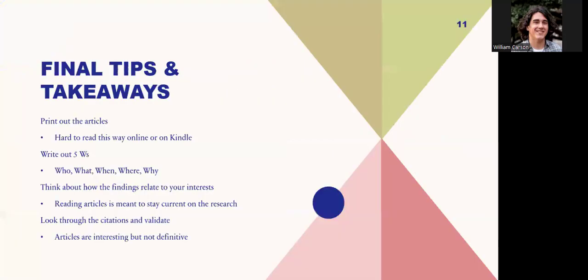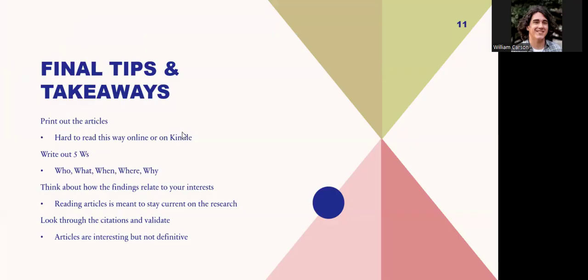And so these are my final tips and takeaways. You want to print out the articles. Personally, I read articles a lot on my Kindle Scribe. It is kind of hard to go back and forth on it, but it is possible and I don't mind it. It's much easier when you're just learning how to do this to start off by printing off the articles. But if you can't, you can do it online in Kindle.